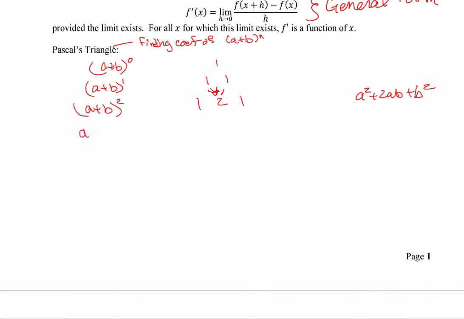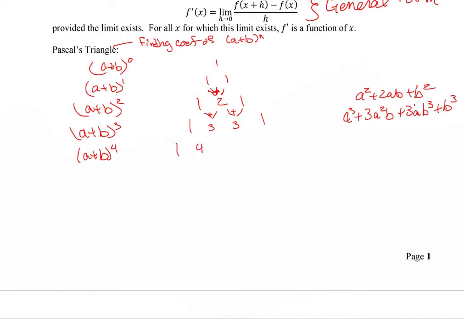So what if I have a plus b cubed? Then I get 1, I add these 2, I get 3, I add these 2, I get 3, and then I get 1. So if I have a plus b cubed, what I get is a cubed plus 3, a's go down and b's go up, plus 3, a's go down, b's go up, plus b cubed.